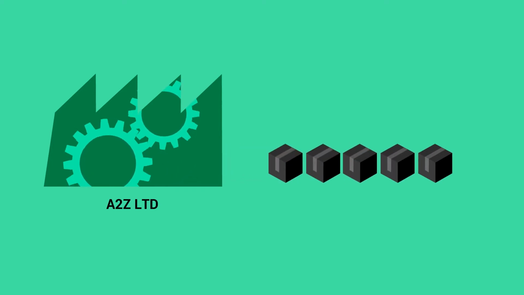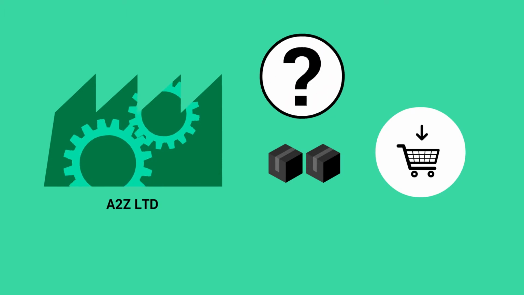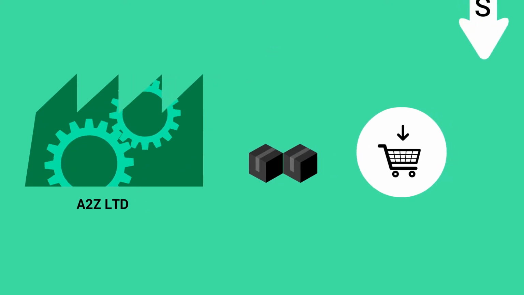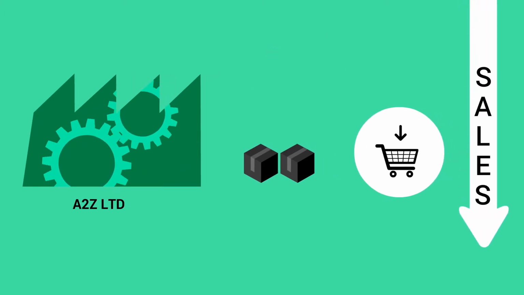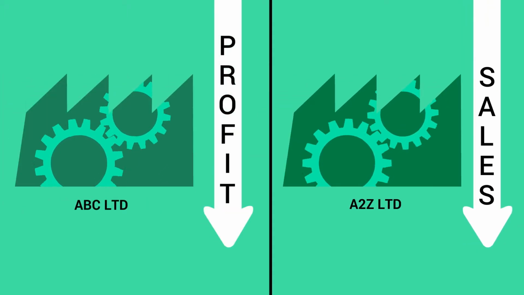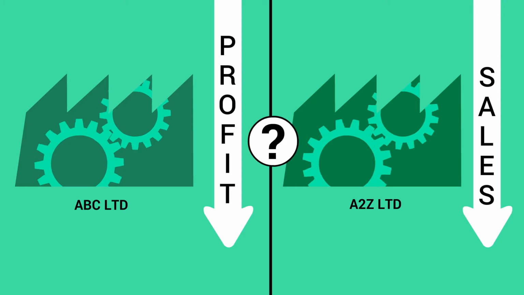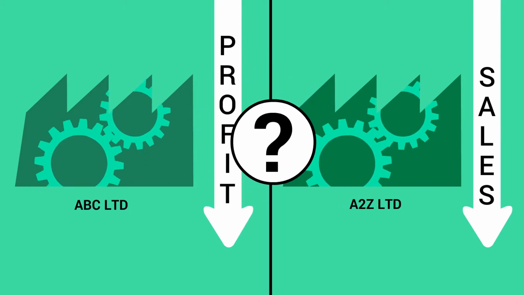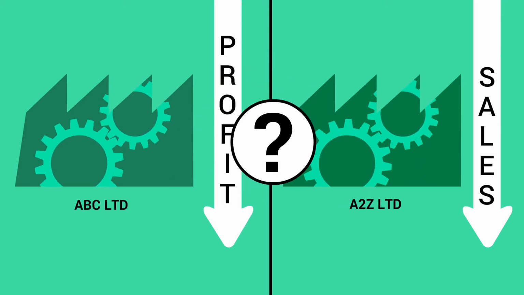On the other hand, Company A to Z has manufactured fewer units for several months. This has led to depletion of stocks at the retailers. This results in loss of customers, as well as loss of market share. Both situations are bad for business, right? What could the two companies do to avoid such situations?